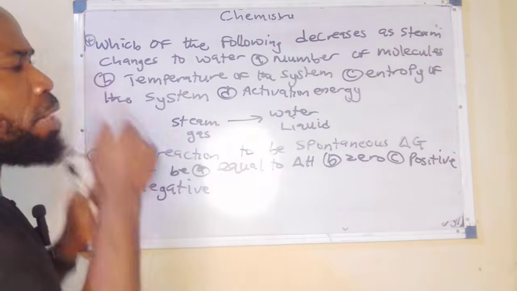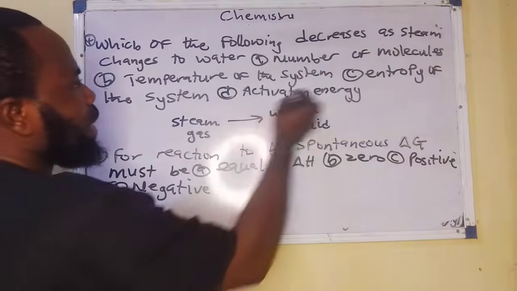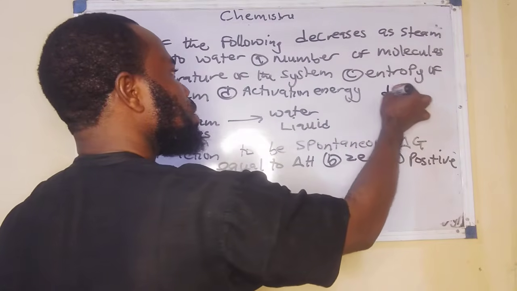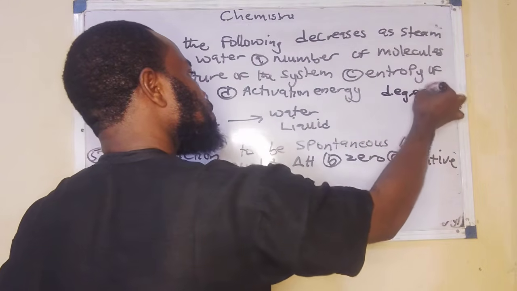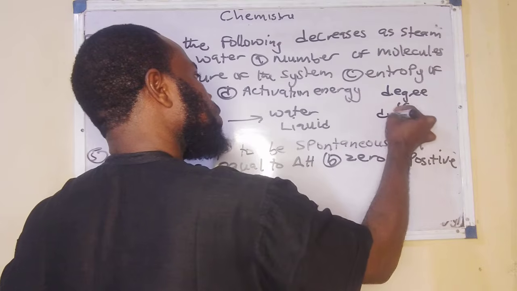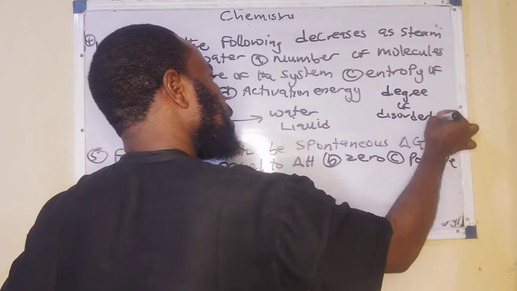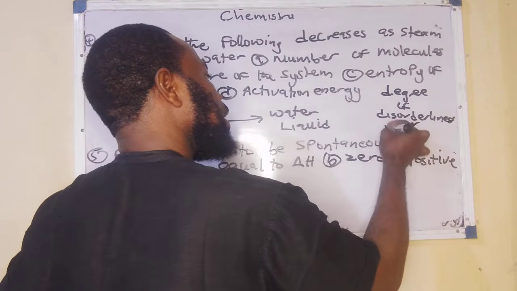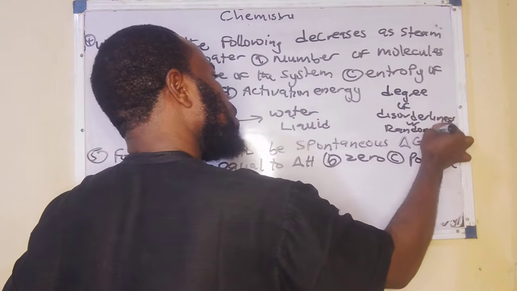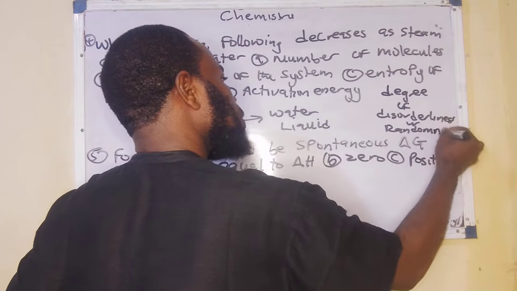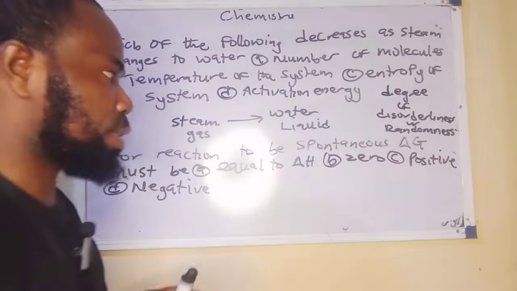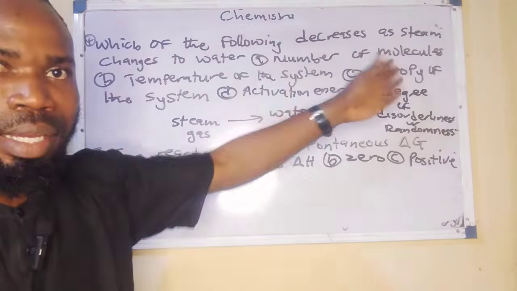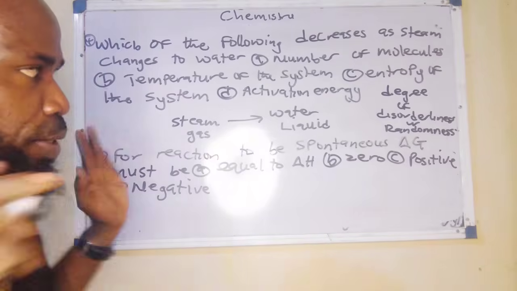Now, remember something, that we have what? Entropy. And entropy is the what? Is the degree of disorderliness, or you can say degree of randomness. Now, this video is getting too long. I will try and cut it. Now, degree of disorderliness, or what? Or randomness of a system.